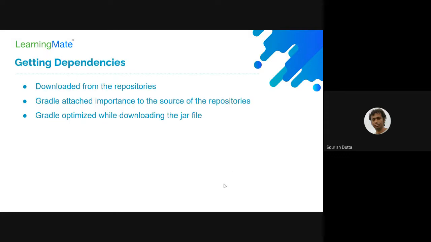Okay, so how can we download the dependencies? It needs to be mentioned from the particular repositories that are there. So Gradle, when it downloads, actually checks what the sources of those repositories are, from where it can download them. And it can also optimize the download. We know Gradle has an offline mode, right?